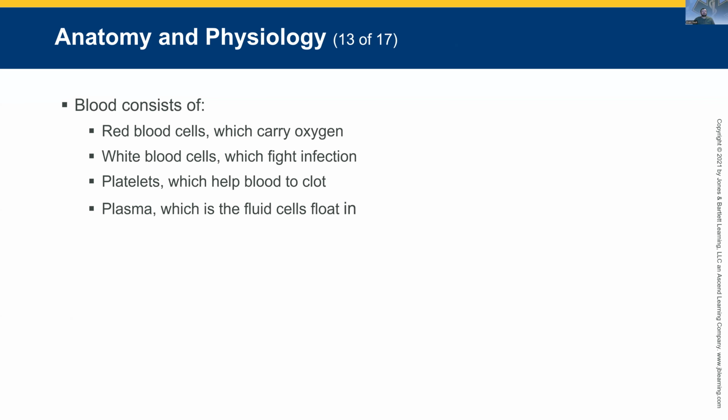Blood consists of, so we've already discussed this in other chapters. We've got red blood cells, which carry our oxygen. We've got white blood cells. Those fight infection. Those are your warrior cells. Platelets, they build blood clots. That's how you form a scab whenever you get a cut, is those platelets gathering together. And then plasma, which is the fluid the cells float in.